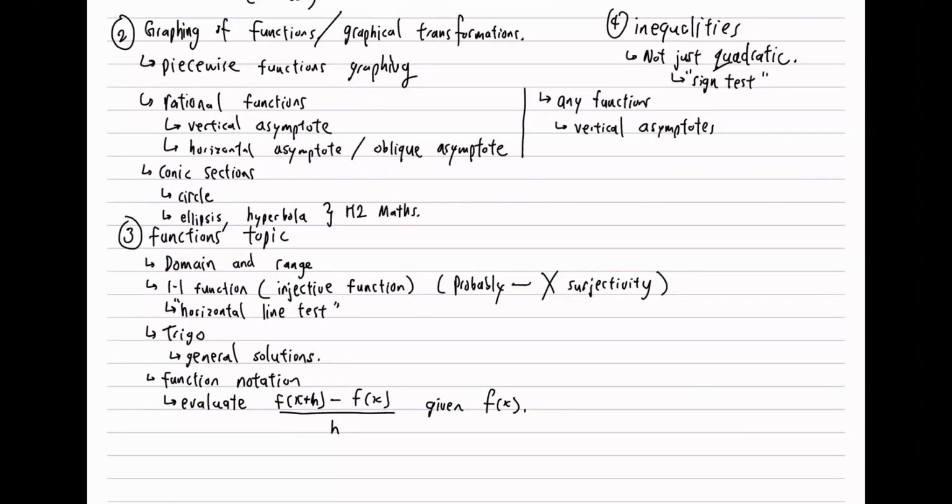Maybe I should start with the tangent inverse. Or should I just go in order? Let me see.